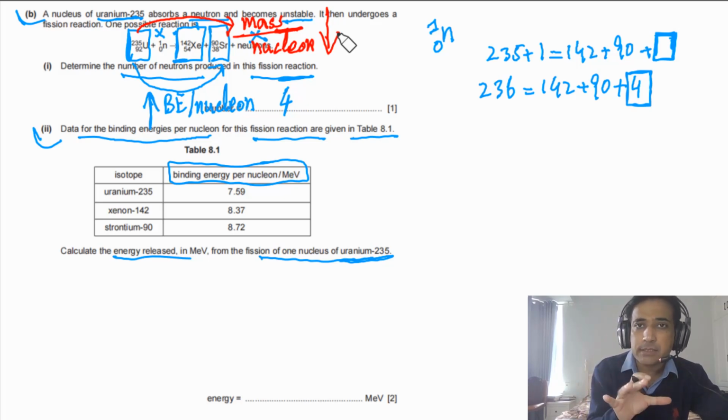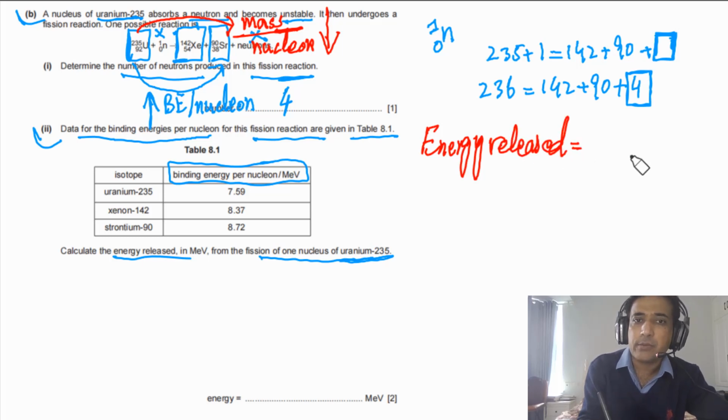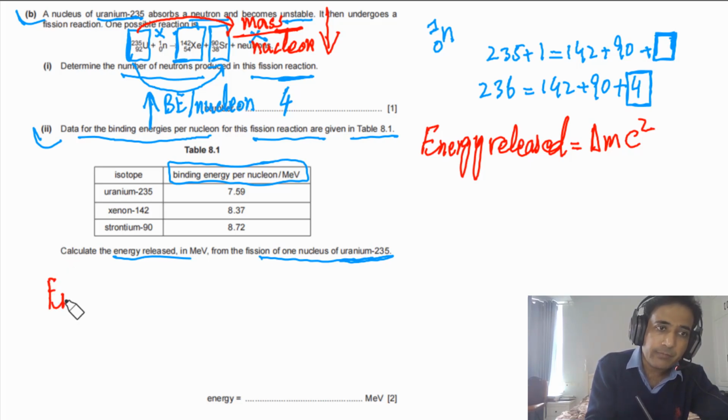If the mass of each nucleus is given to us, we can calculate energy released by simply using the mass defect. We calculate delta M and multiply by c squared to find the energy released. In this case, we cannot calculate the mass defect. We have binding energy per nucleon, so how can we calculate energy released? This is a tricky question and it is very common in recent years, so you have to be very clear how to answer this type of problem.